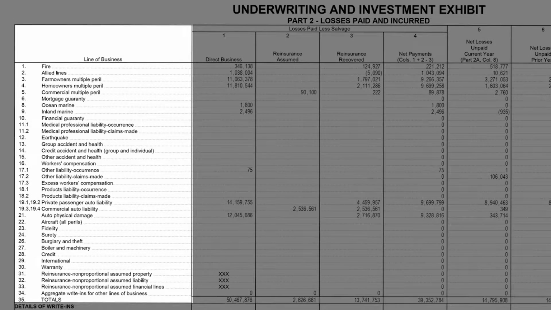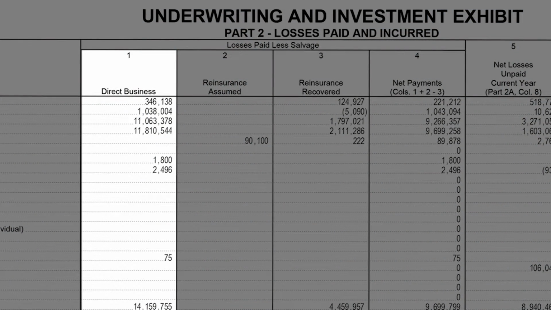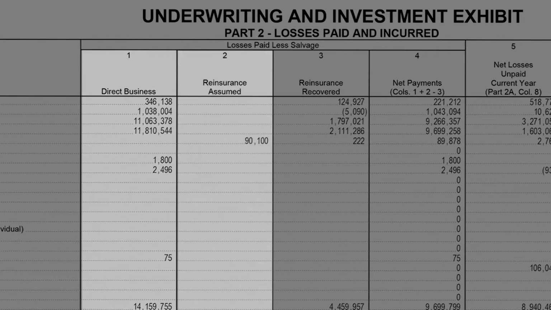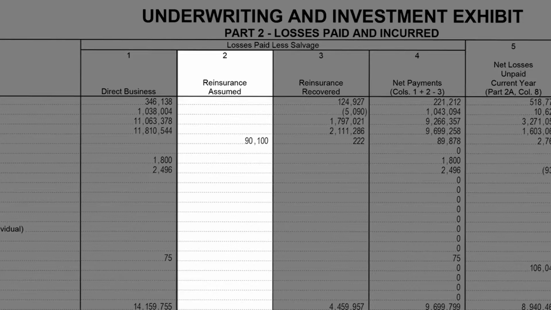The far left-hand side, or margin, once again, that's 1 through 35. Those are actually the product lines of business that the company is writing. If you look at column 1, direct business, that's under the section losses paid less salvage, and you'll see that that applies to columns 1 through 4. Column 2 is reinsurance assumed.